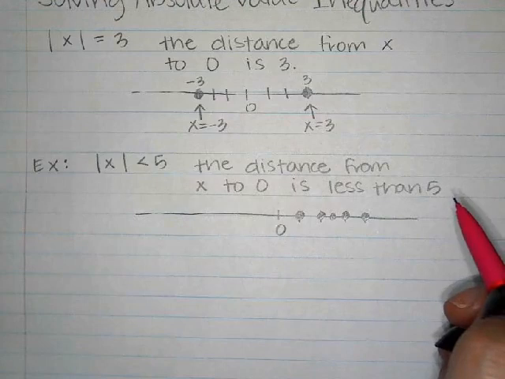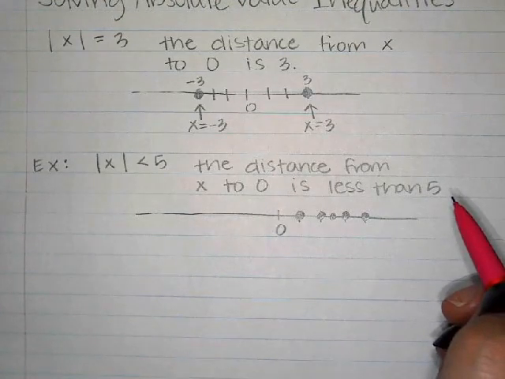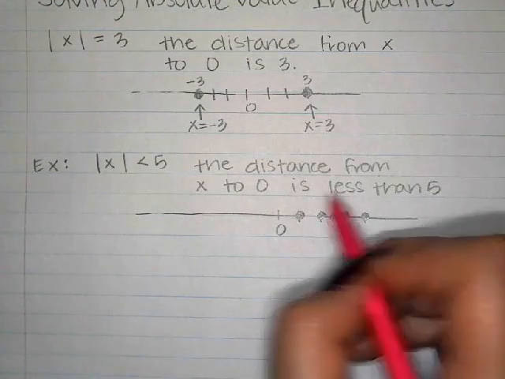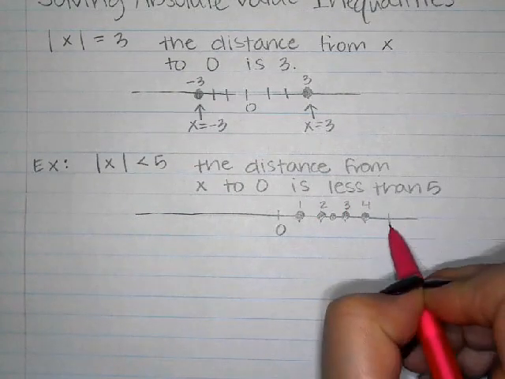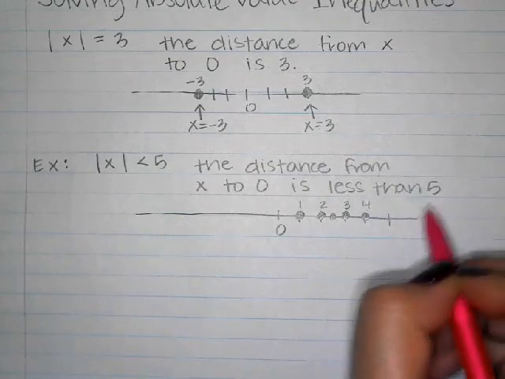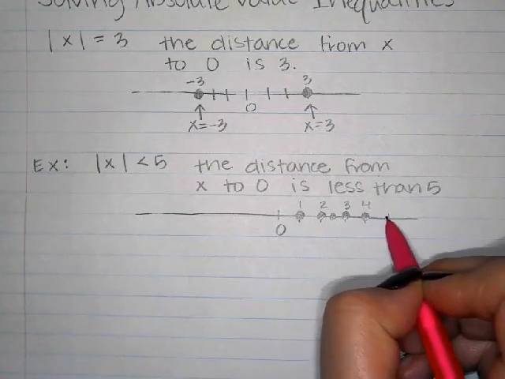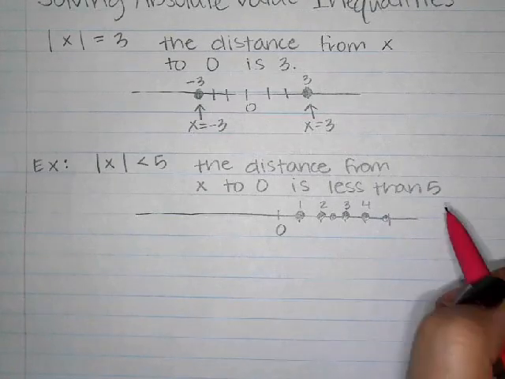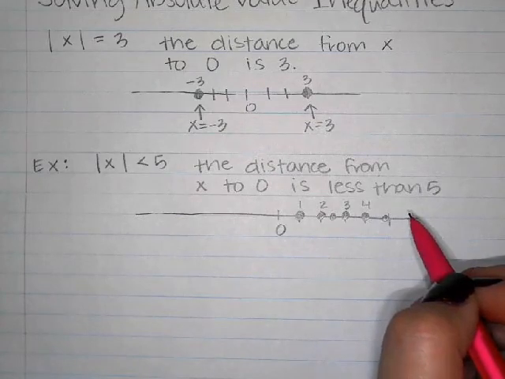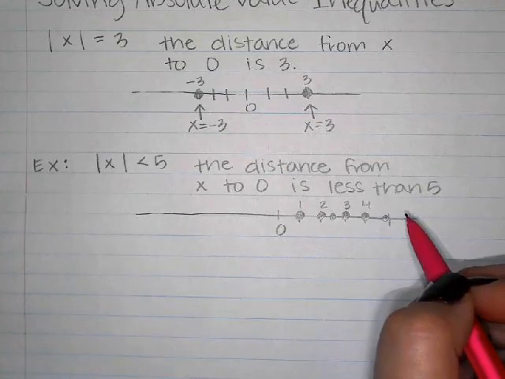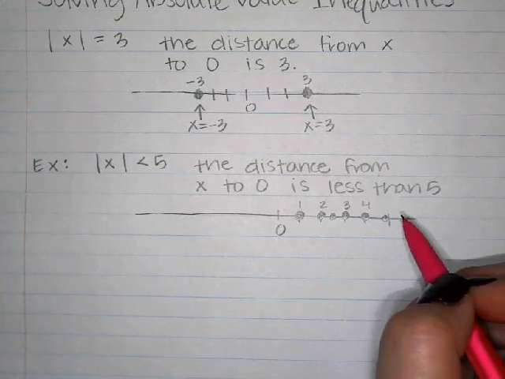What about 4.9? Okay, so I'm going to label these: 1, 2, 3, 4. Here's 5. 5 doesn't work because that's not a distance of less than 5, but 4.9 would work. What about 4.99? Okay. What about 4.999? Okay. What about 4.9999999? So all of those would work as long as I don't get all the way to 5. It just has to be less than 5.